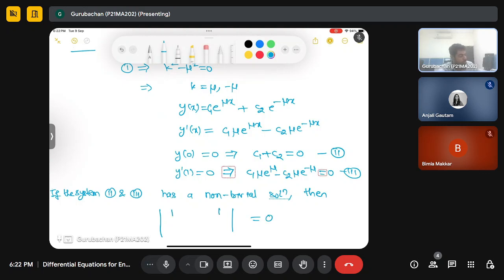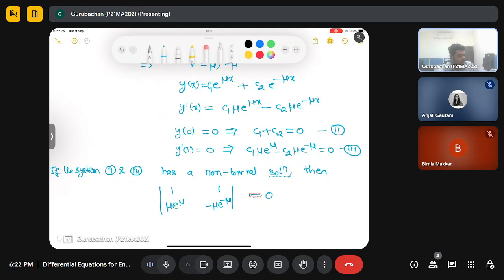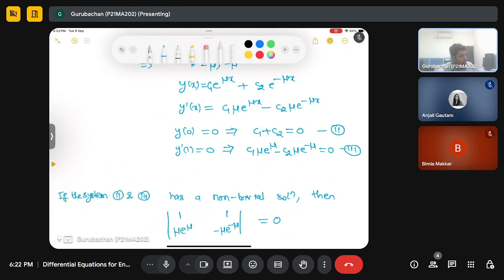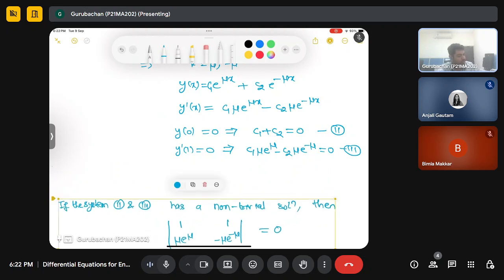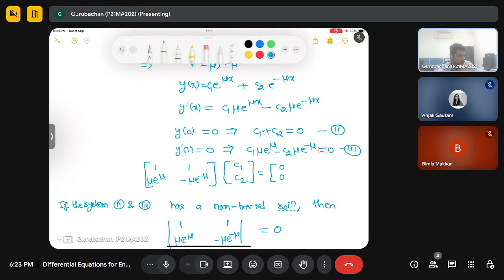1, 1, and here will be mu times e to the power mu, minus mu times e to the power minus mu. Let me write first of all what this system is. The system is [1, 1; mu e^mu, -mu e^(-mu)] multiplied with [C1, C2] equals [0, 0]. So this is your equation number star.